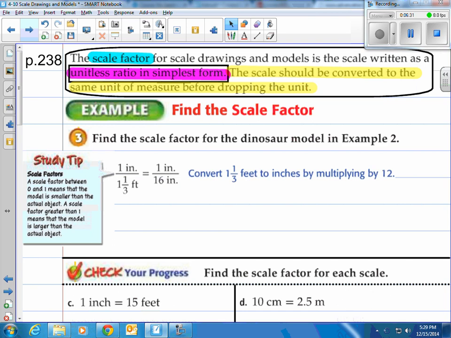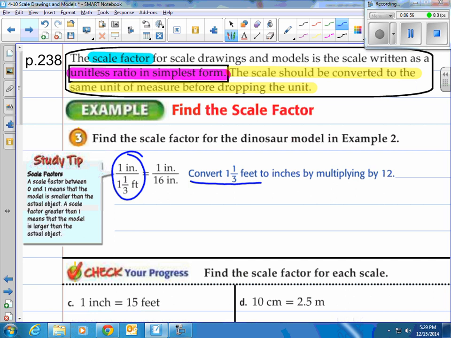Well, if you remember, it was 1 inch is 1 1/3 feet. Now, if you notice, you have to convert 1 1/3 feet into inches by multiplying by 12. And when you do that, you get 16. So there's actually 16 inches in 1 1/3 feet. Now, if you remember, I said it was 1 foot 4 inches. That's 12 inches plus 4 inches, 16 inches.